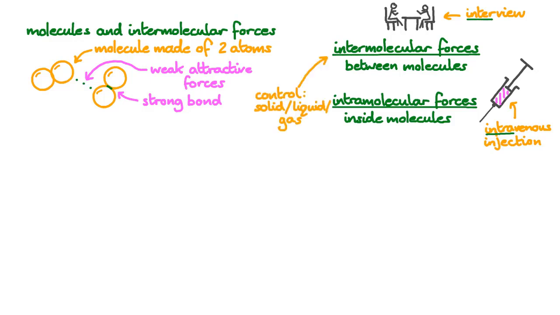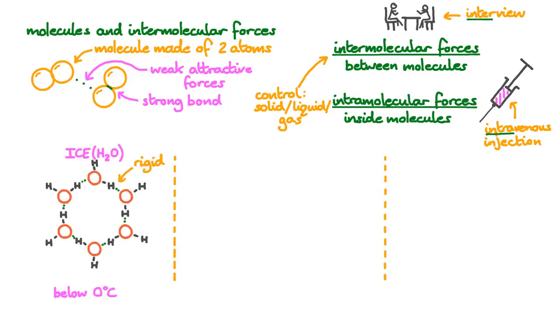Now, why are intermolecular forces important? It's because they control whether a substance is going to be a solid, a liquid, or a gas at a given temperature. Let's look at the intermolecular forces in ice, which is made of molecules of H2O, 1 oxygen atom bound to 2 hydrogen atoms. These intermolecular forces are strong enough to hold the molecules in place, making ice a solid.